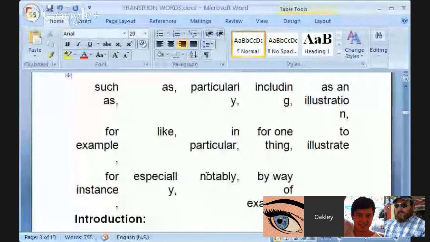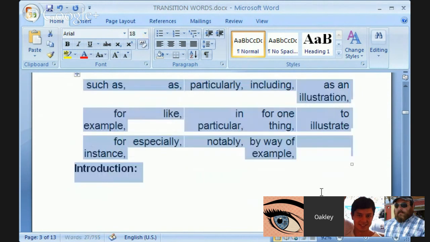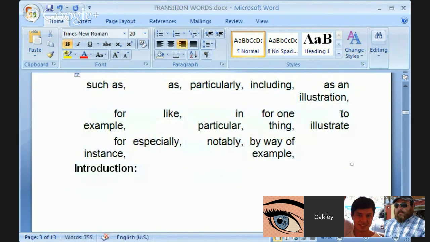But here's a bunch more I want to share with you, which you can also use. We got for example, for instance, but here's some more. Sometimes we can use as or particularly. Including, if we're going to give a list, we often say including, blah, blah, blah. Another one I like is to illustrate, which is a nice one as well.